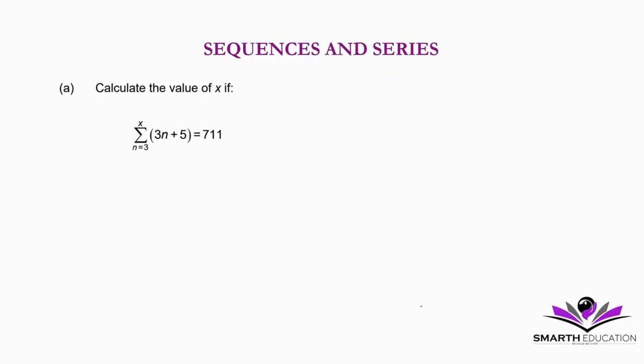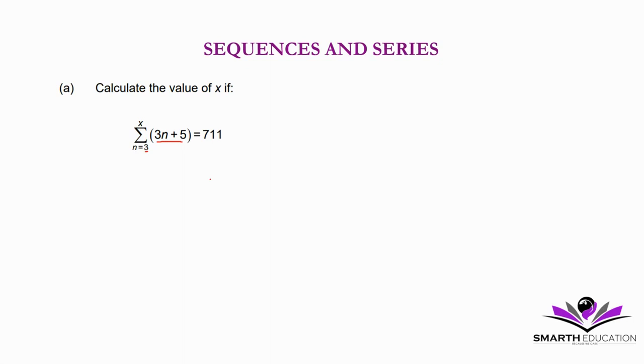Calculate the value of x if we're given this sum of arithmetic series. What is the meaning of 3? What is the meaning of x? It means you are substituting from term number 3 up to number x. X is not the number of terms. It shows us that we are just substituting from 3 up to x.